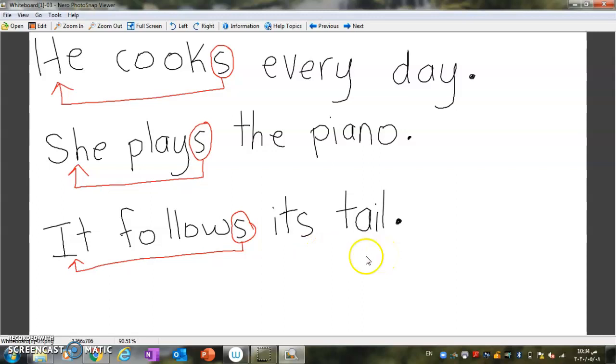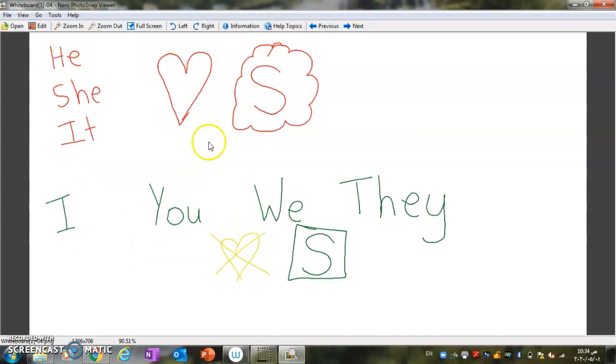For my third example, it follows its tail. Again, I added an S to my verb because my subject is it, or it could be the dog or the cat. It follows its tail. So, he, she, and it take S with the verb. They take S with the verb because they love the letter S.